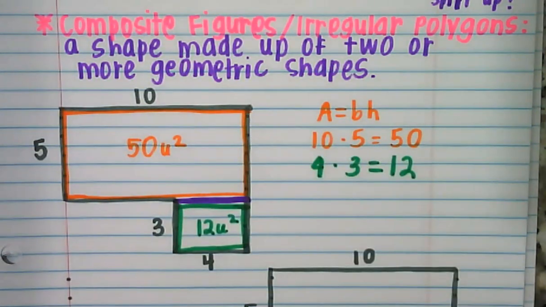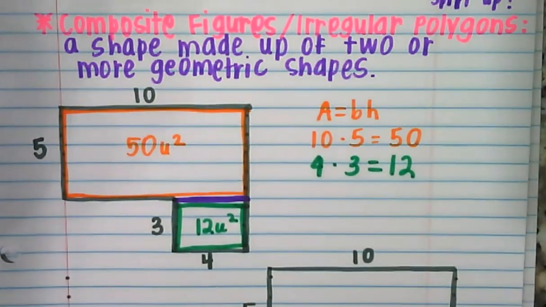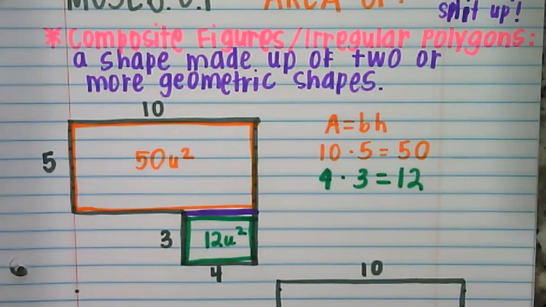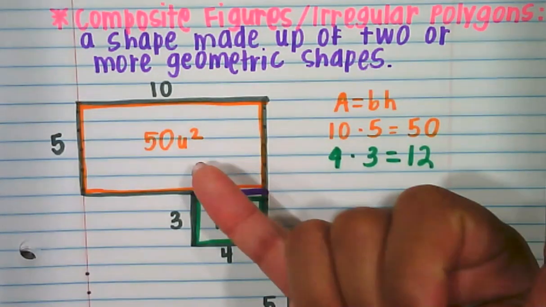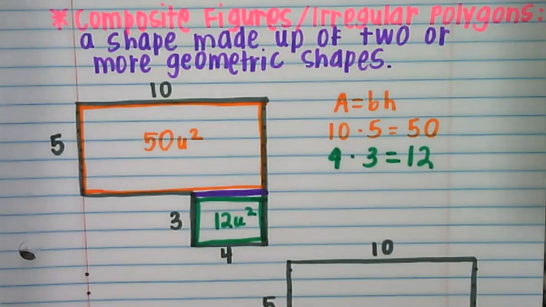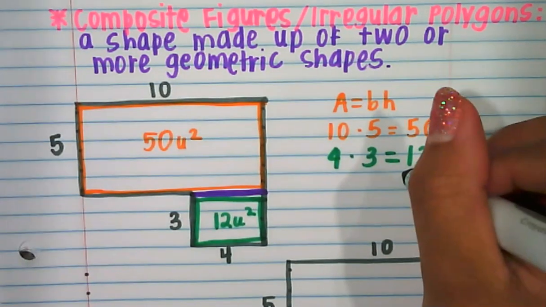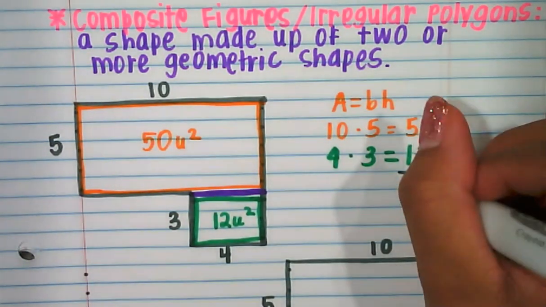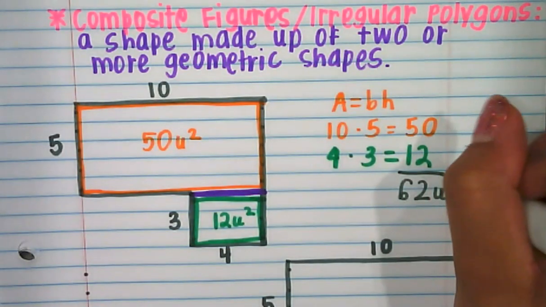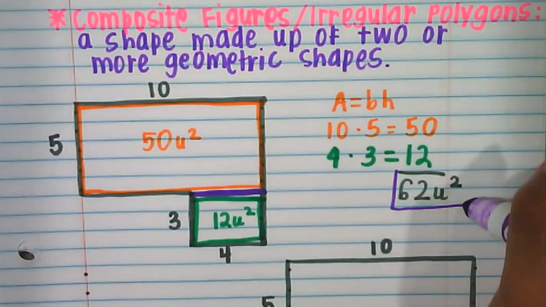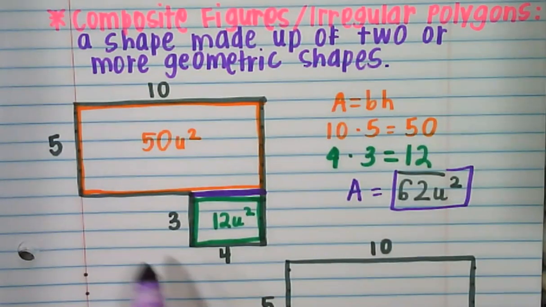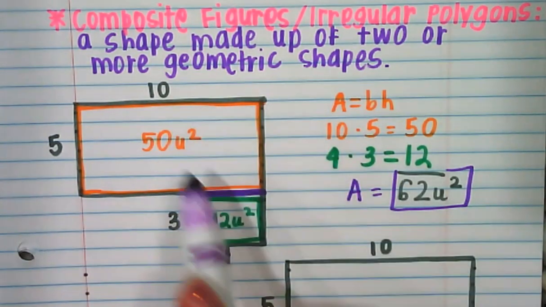Now, did we start with these shapes being separate? No, we started with them being together. So our answer needs to be one final answer. We can't say in the end, oh, the area is 50 units squared and the area is 12 units squared. No, we need to have one final answer. So now what do you think we're going to do to get one final answer? Yeah, we're going to add these numbers together. And so 50 plus 12 gives me 62 units squared. And that is going to be the answer to the area of this composite, or what we call irregular polygon.